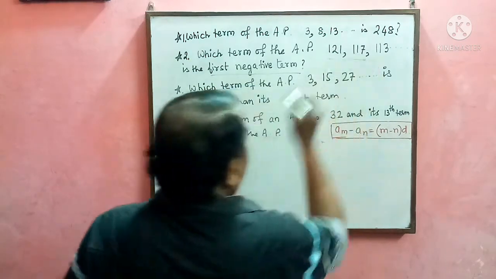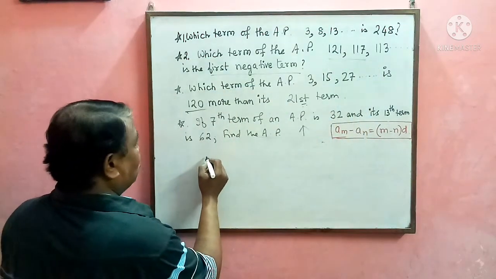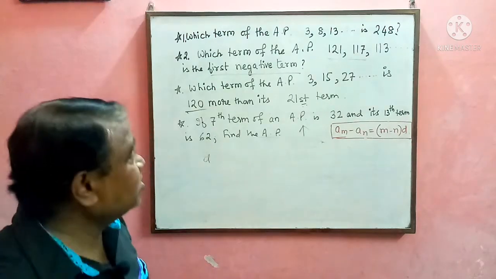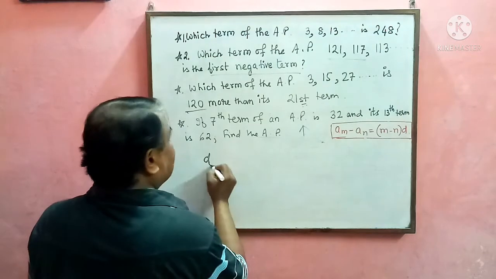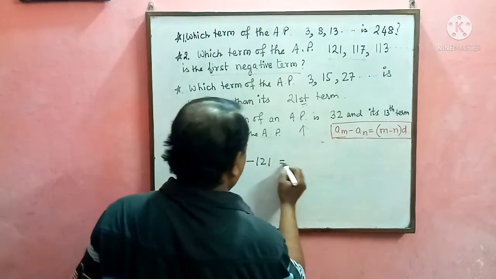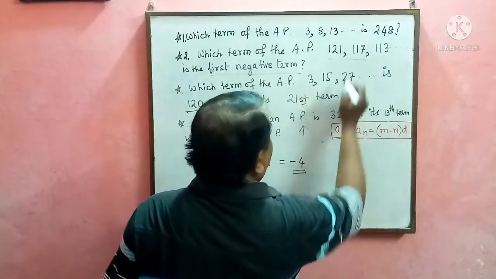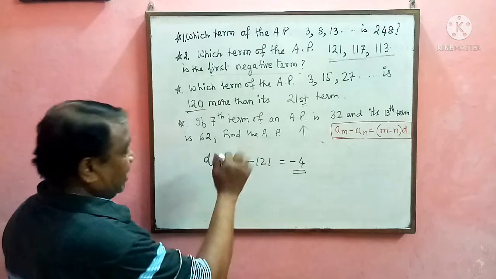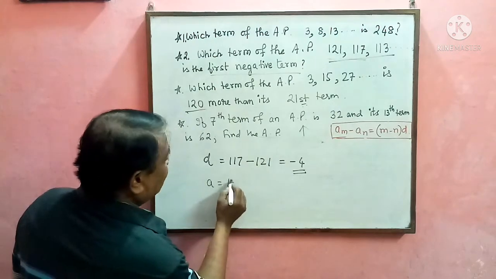Obviously this d is negative, so d is equal to second term minus first term. The second term is 117 minus 121, this is minus 4. In this case, d is this, and a is known to you, 121.